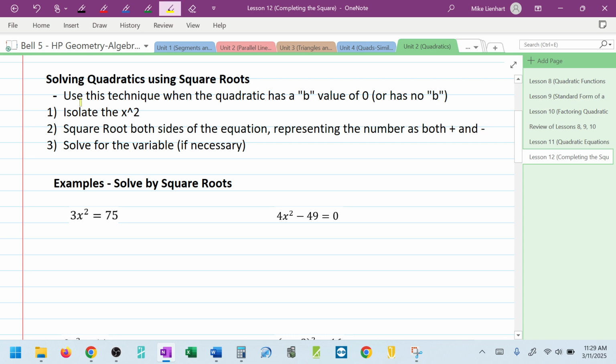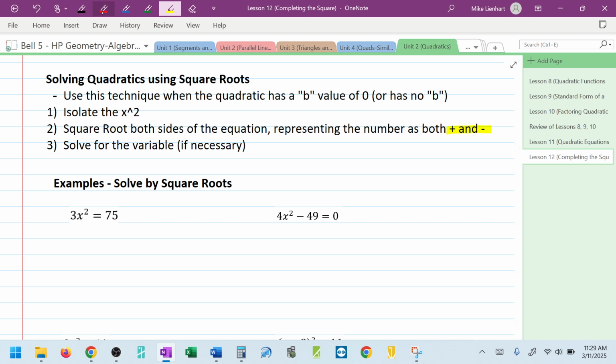First off, we only want to focus on using this technique when the quadratic has a b value of 0, or it has no b. When it has a b value of 0, we're going to isolate the x squared. We're going to square root both sides of the equation, representing the number as both a plus and a minus, a positive and a negative. And then we're going to solve for the variable if it's necessary.